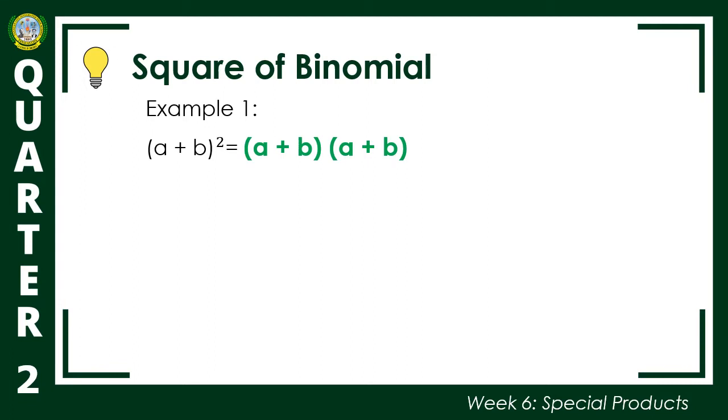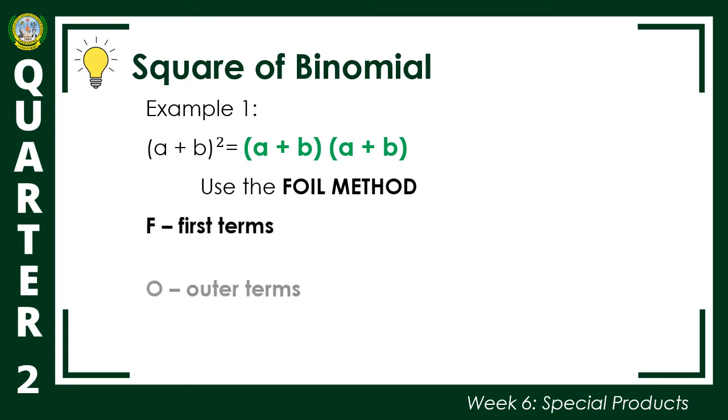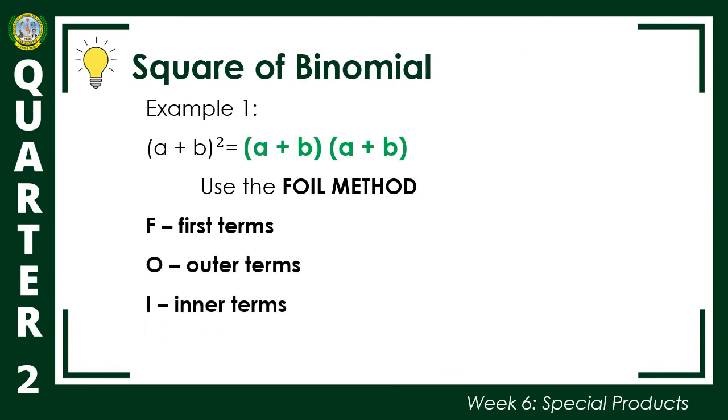So using the FOIL method first, let us try to derive the pattern. Using the FOIL method, again, what is the FOIL method? We are going to multiply the first terms, the outer terms, the inner terms, and the last terms. And after that, combine if there are similar terms. Okay?